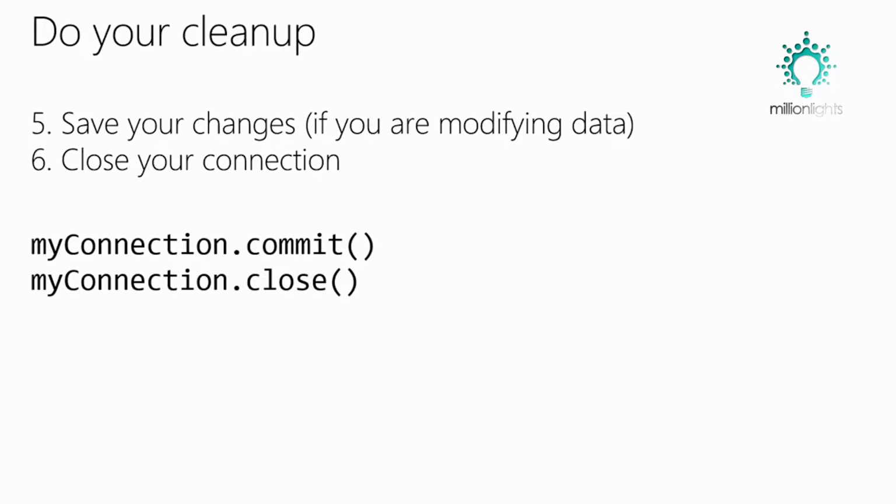Now, once we've done the insert statement, the next thing we'll do is save our changes. The way we do that in code is myconnection.commit. That basically means save. Commit is actually the SQL command for save my changes. And then we'll close our connection when we're done, which is just tidying up after ourselves.